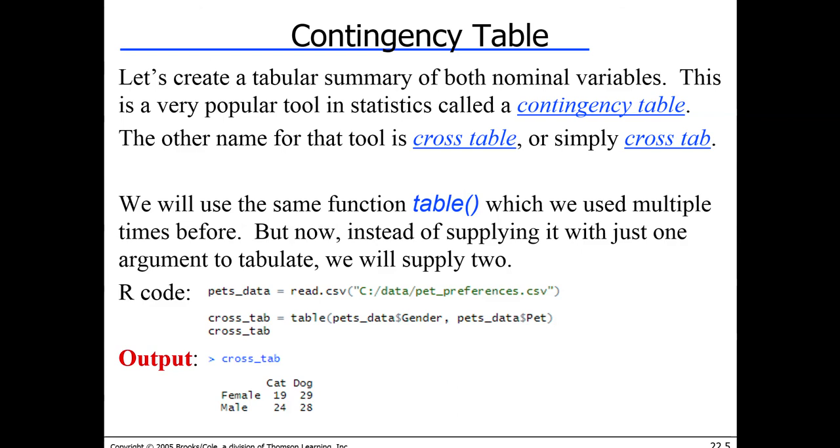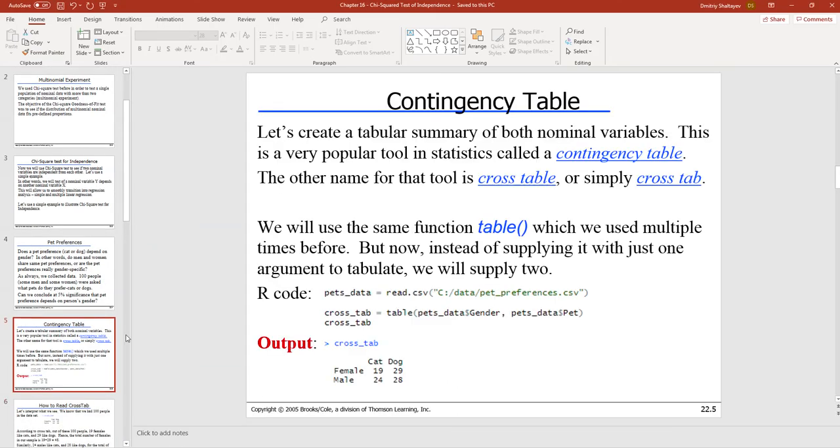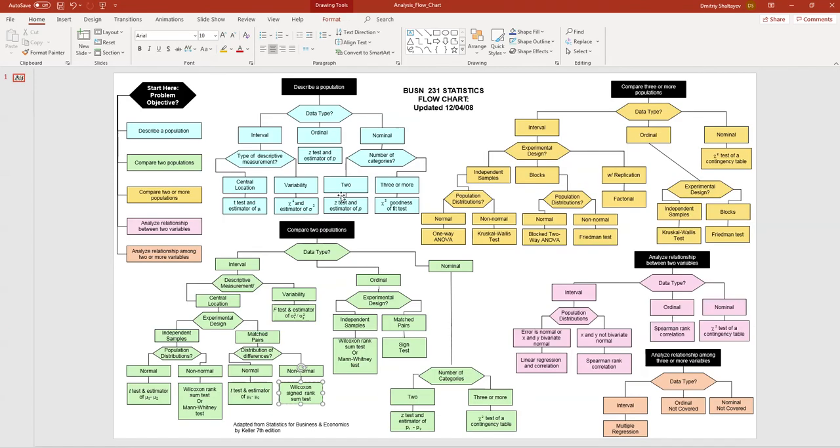Okay, so let's go back to our big fat analysis flowchart, right? So here's what we're doing really. We're testing for a relationship. Does a relationship exist between gender and pet preference? Okay, so we're starting right here. That basically is untapped territory for us, right? So we never looked at the relationship between the two variables.